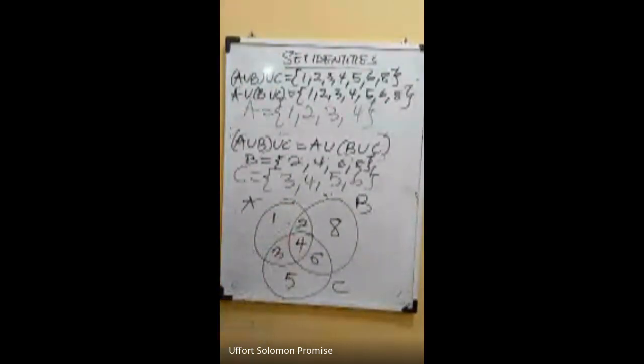So how to be able to get it right is to take care of the intersection first. When you finish taking care of the intersection, then you can come back to the unions. Which are the remaining elements in the various sets?